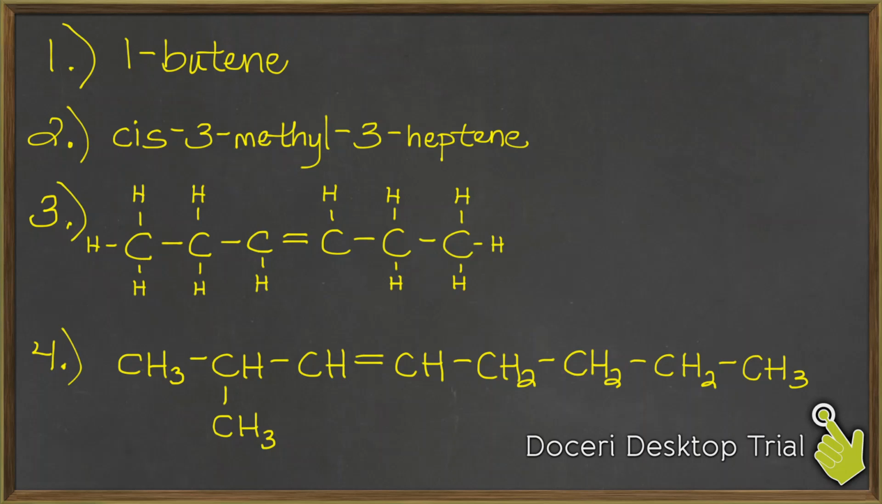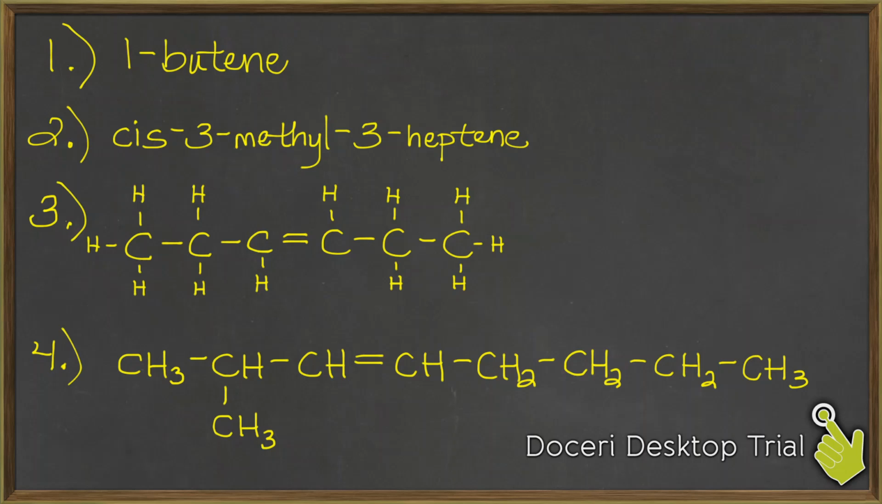And I have drawn out 3 and 4. Notice a little difference in how I drew them out. In number 3, I drew out every single atom, every single bond, and you can certainly do that. If you feel like you're getting the hang of knowing how many hydrogens each carbon's going to have, you can draw a little bit of a more condensed drawing like I did in number 4.